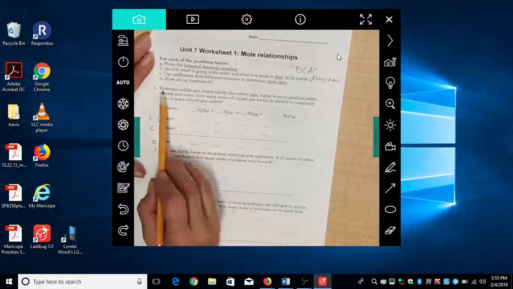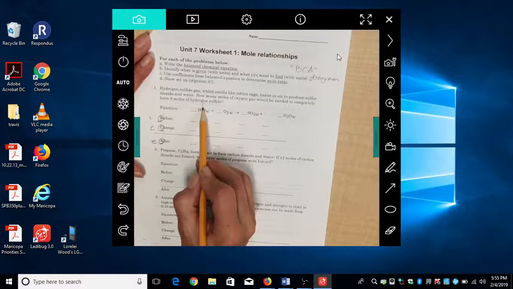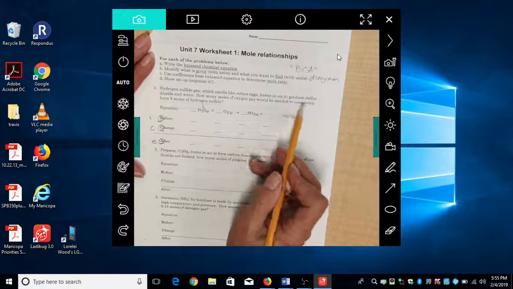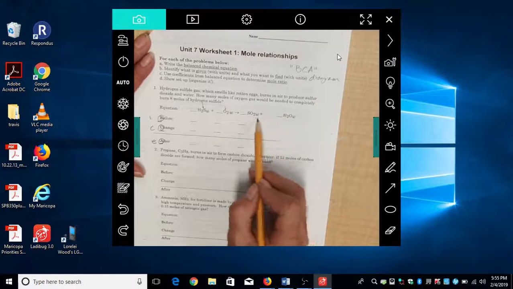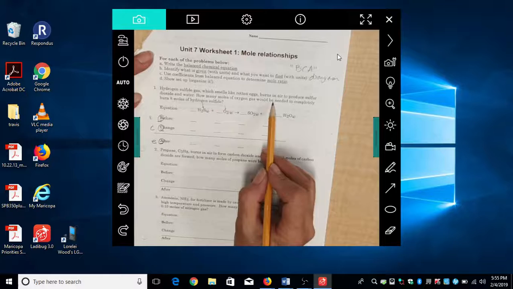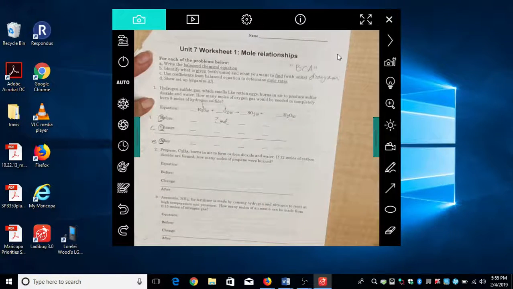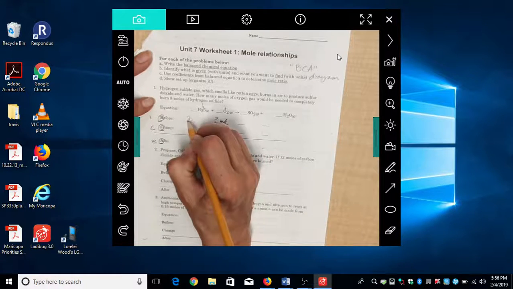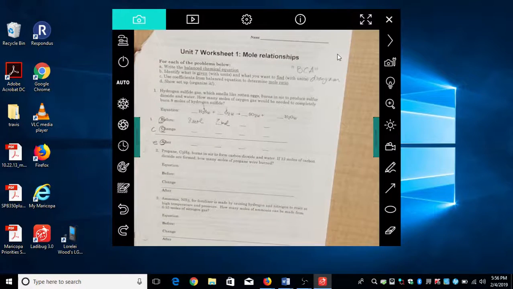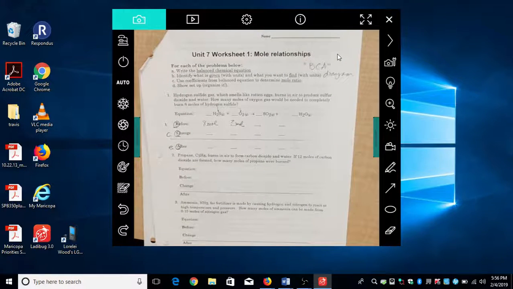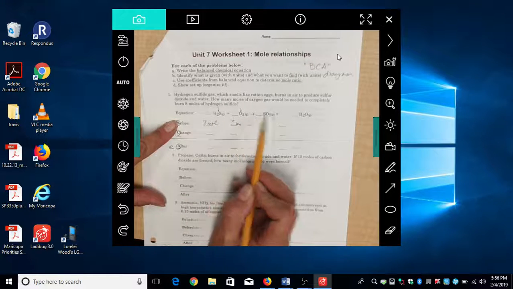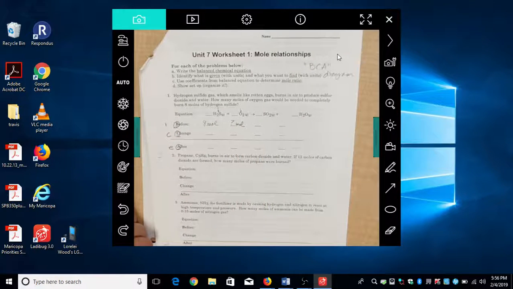So first one says, hydrogen sulfide gas, which is this stuff right here, burns in air to produce sulfur dioxide and water. How many moles of oxygen gas would be needed? So we want to know how many moles of oxygen gas would be needed to completely burn 8 moles of hydrogen sulfide. So we got 8 moles of this to start with, of the hydrogen sulfide. Well, I think there's a reason that there's those little blanks in front of these substances in the equation. What do you suppose those little blanks are indicating to us? We need to balance it. So you guys balance it and see what you think the coefficients are.